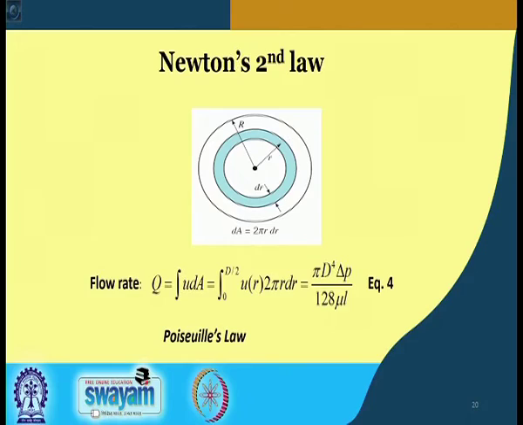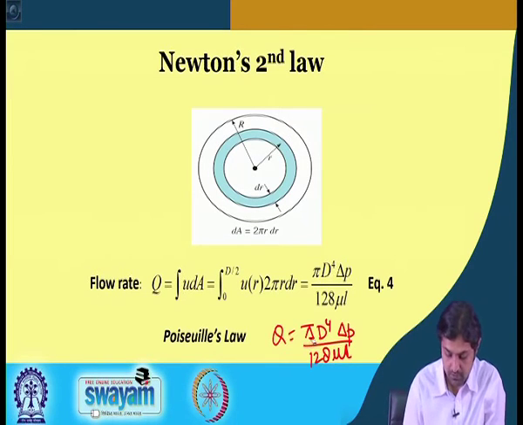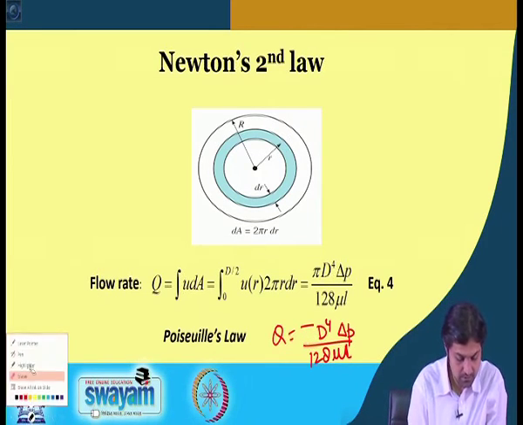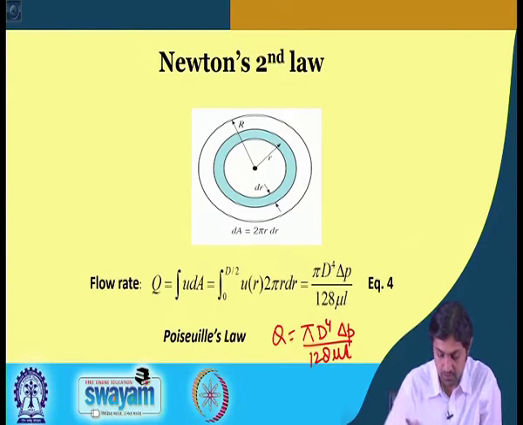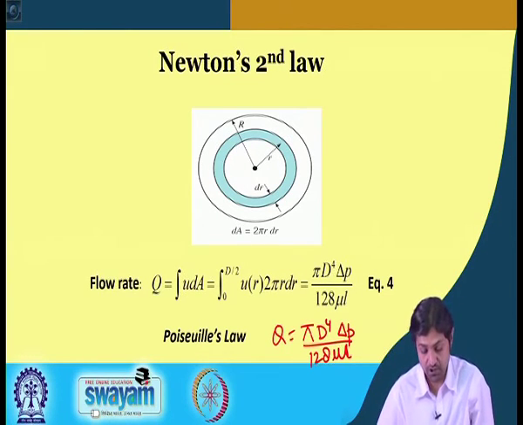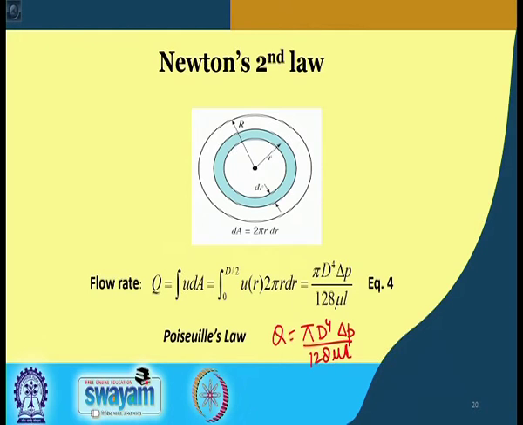In the last lecture we derived Poiseuille's law. Poiseuille's law is Q equals pi d to the power 4 into delta P by 128 mu L, where L is the length of the pipe and delta P is the pressure drop. So, we have been able to relate the pressure drop with the discharge.